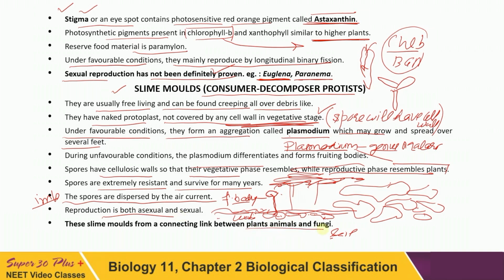Sexual reproduction, the detail is not there in your course. NCERT has not given anything about sexual reproduction. That's why it is of no use to discuss it here. But you have to remember, both sexual and asexual reproduction are found.